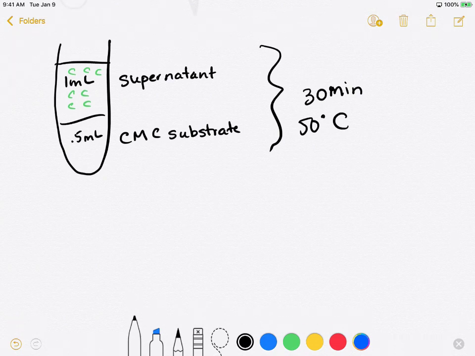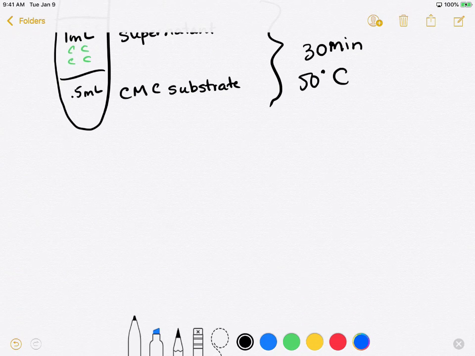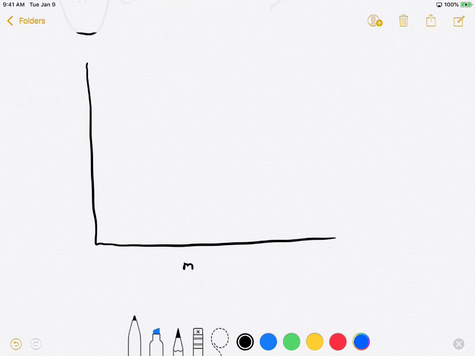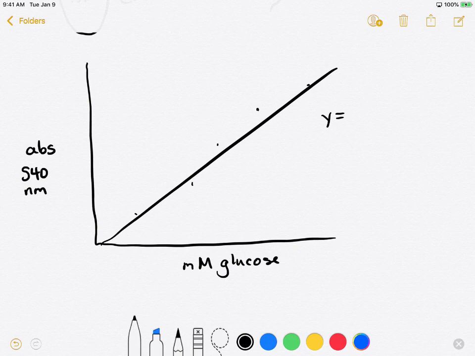We provided for you that day a standard curve of known glucose standards. So while this was incubating, many of you went ahead and ran your standard curve. On your standard curve, you knew the concentration of glucose in the provided standards. You then measured their absorbance at 540 nanometers. And what you did was you created your beautiful standard curve and you got your equation of a line.